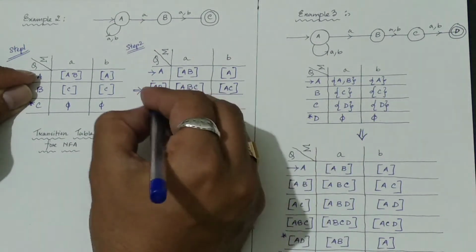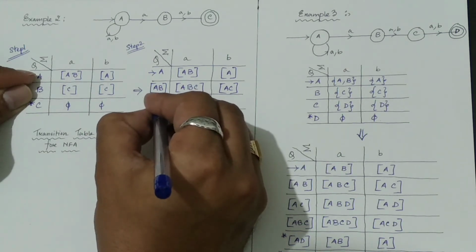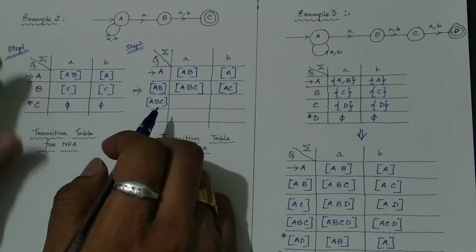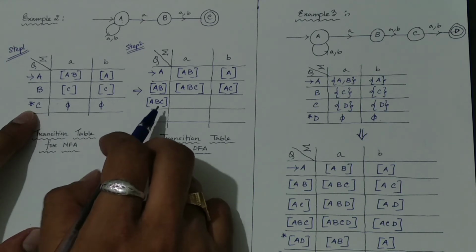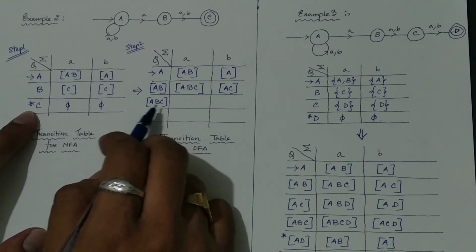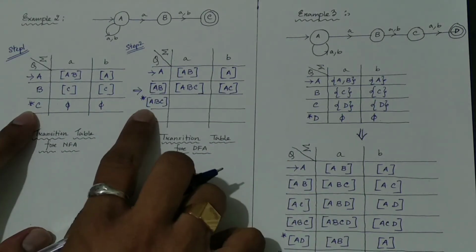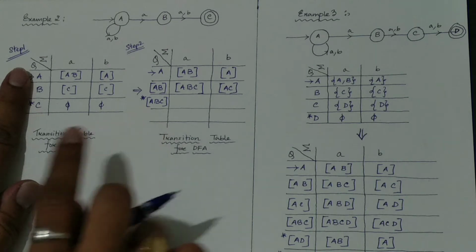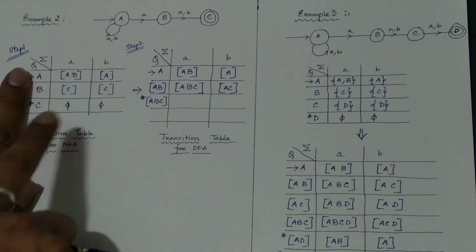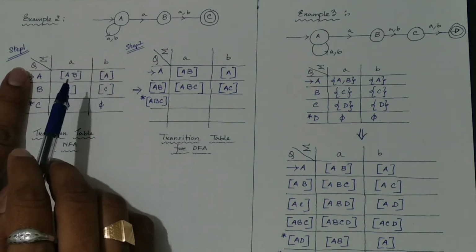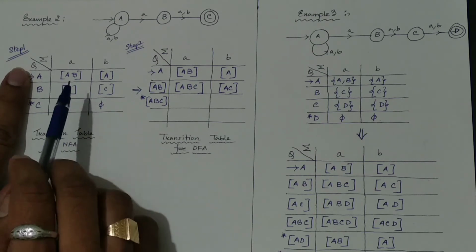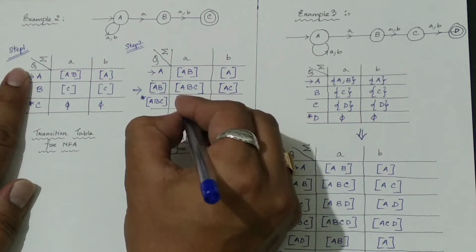Now I will check for ABC. Since C was the final state, whatever combination of states with C will be considered a final state. So this will be considered a final state. Now ABC I have to check. So ABC together I have to take. For input alphabet A, where it is going? A, B, C and phi. So together it will be A, B, C.